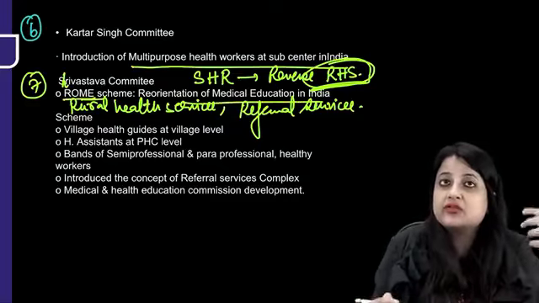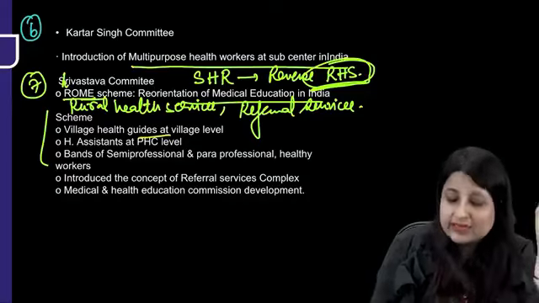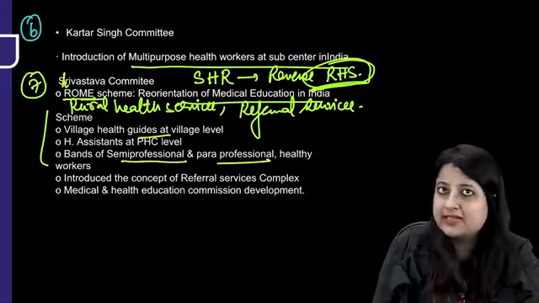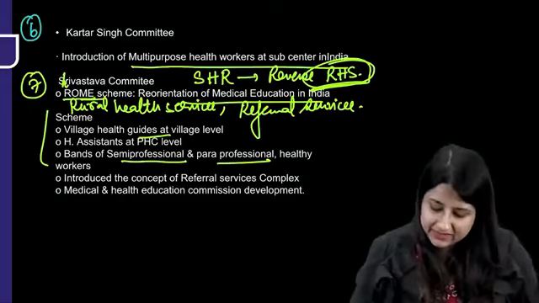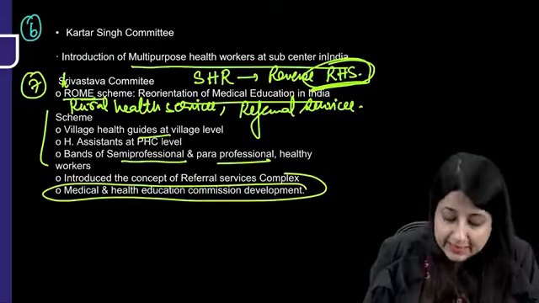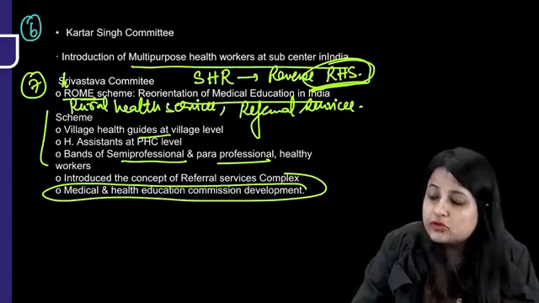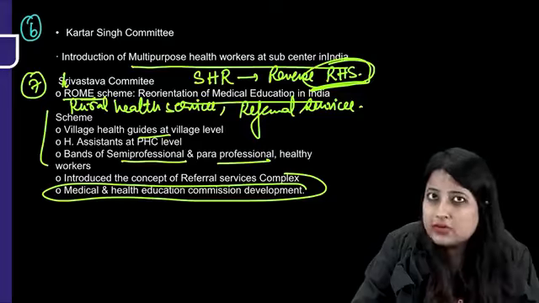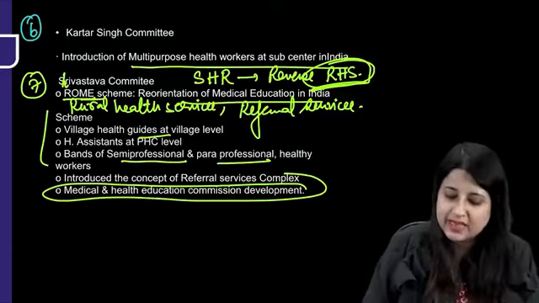Because we targeted promoting rural health services, we said let's create village health guides at village level. He gave the concept of creating bands of semi-professional and para-professional health workers. They should also have health assistants at PHC level. Plus, Medical and Health Education Commission development also was focused by this. But remember, from Srivastava, reverse SHR to RHS. So all three R's: referral, rural services, reorient medical education, and for rural services, band of semi-professional, para-professional workers. Your question comes, concept of village health guide was given by Srivastava.